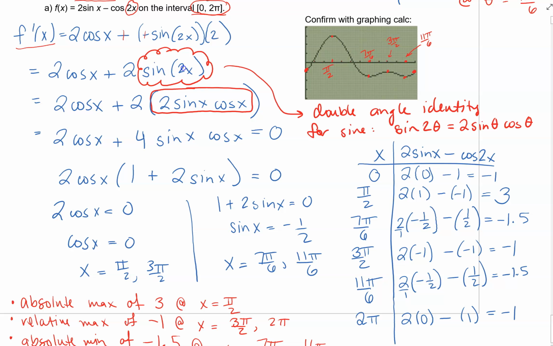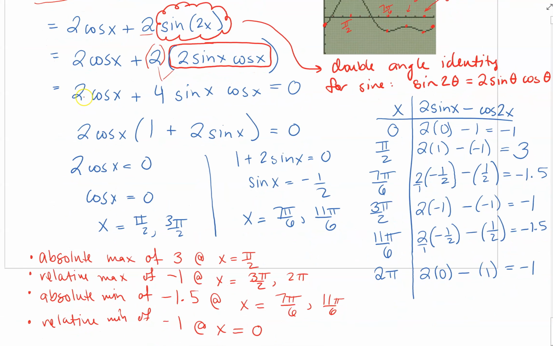So I took my sine 2x and replaced it with 2 sine x cosine x. But I still had this other 2 in front just from the problem, so I had to multiply those 2's together to get 4. So then I had 2 cosine x plus 4 sine x cosine x, and I'm trying to solve for when that equaled 0. So I factored out a cosine, and a 2 actually. So I had 2 cosine x on the outside, and then times 1 plus 2 sine x, and all of that equaled 0. I set each of my factors equal to 0.